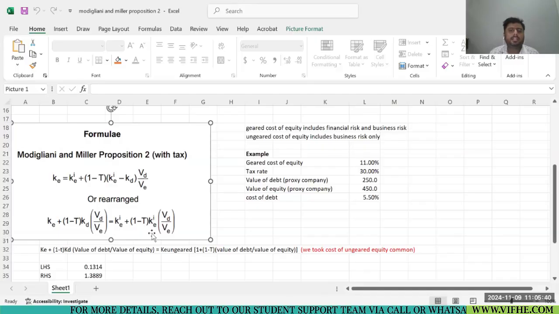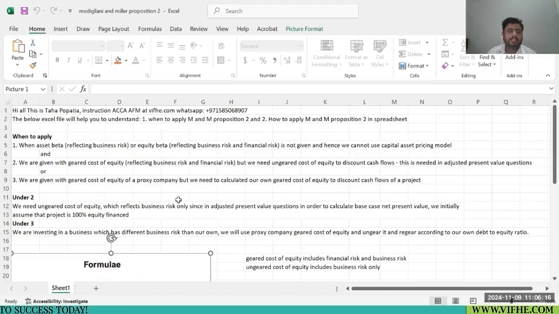But why have they done so? Because in exam questions, you now need to use a spreadsheet. It is not a paper-based exam. Since you have to use the spreadsheet, it was very difficult for students to find the ungeared cost of equity at times. So we will discuss how you actually apply this specific formula in your Excel file. So let's start in sequence.